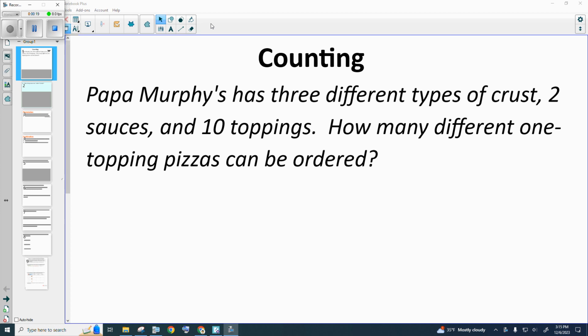All right, so here's an example. Papa Murphy's has 3 different types of crust, 2 sauces, and 10 toppings. We don't know how many different one-topping pizzas can be ordered. So how many different combinations of these can you do?